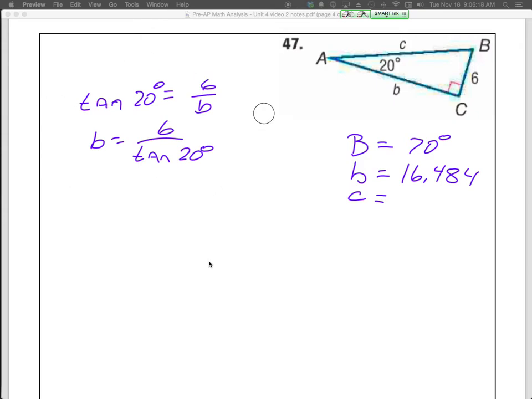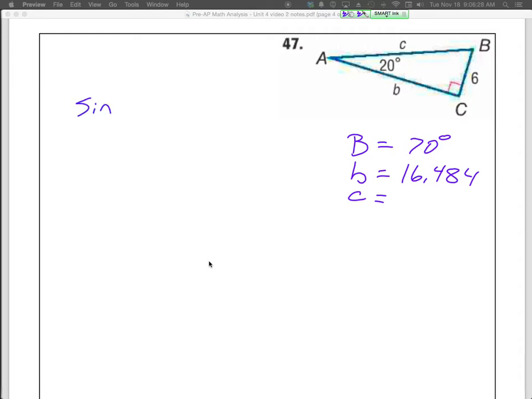Now I'm interested in finding C. So I want somebody else besides Christian to help me set something up to find C. Kurt? Sine of 20 equals 6 over C. Now, what was your thought process on being able to find that? I'm just trying to find C, so use sine.